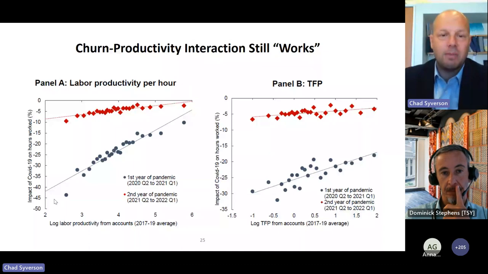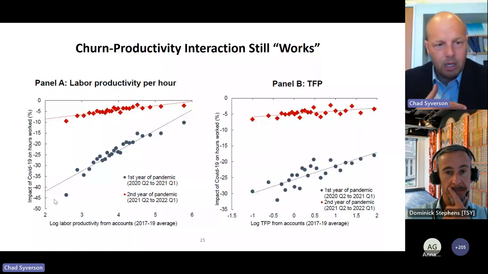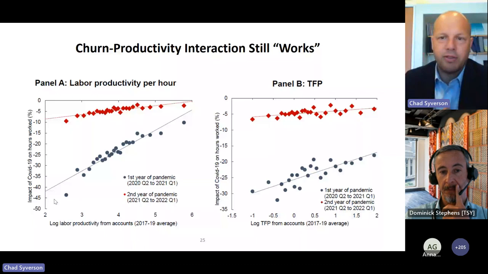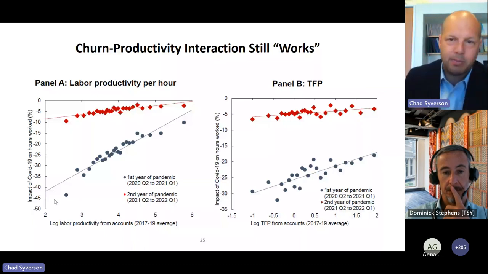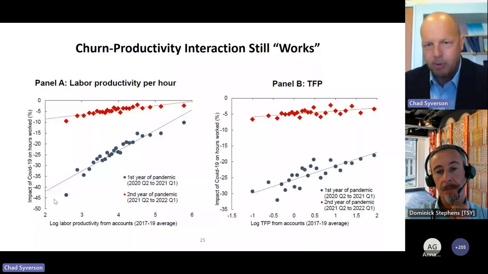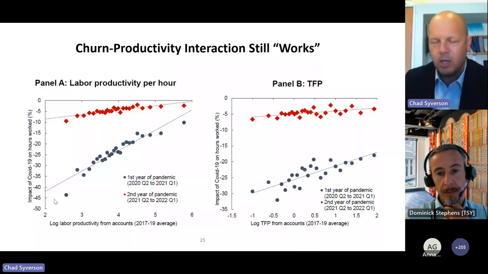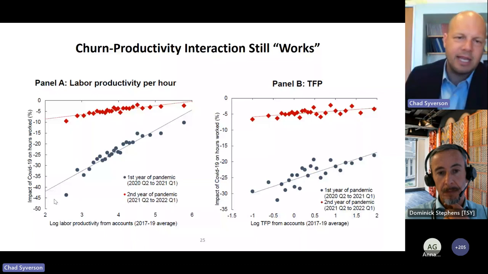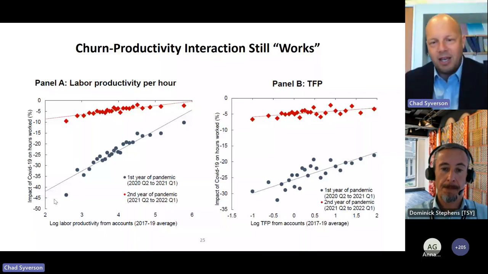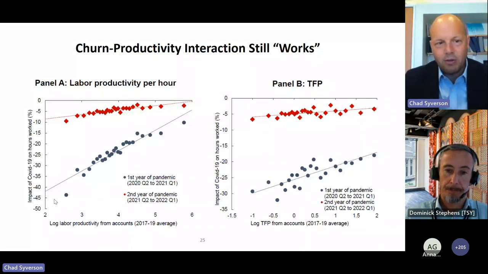Here is the relationship between size growth and productivity, whether you measure it in labor productivity or total factor productivity. This is UK data, by the way, from work that Nick Bloom and some co-authors had done. You see this relationship here between productivity and growth. So what it implies is the more productive firms are the ones that are growing faster.